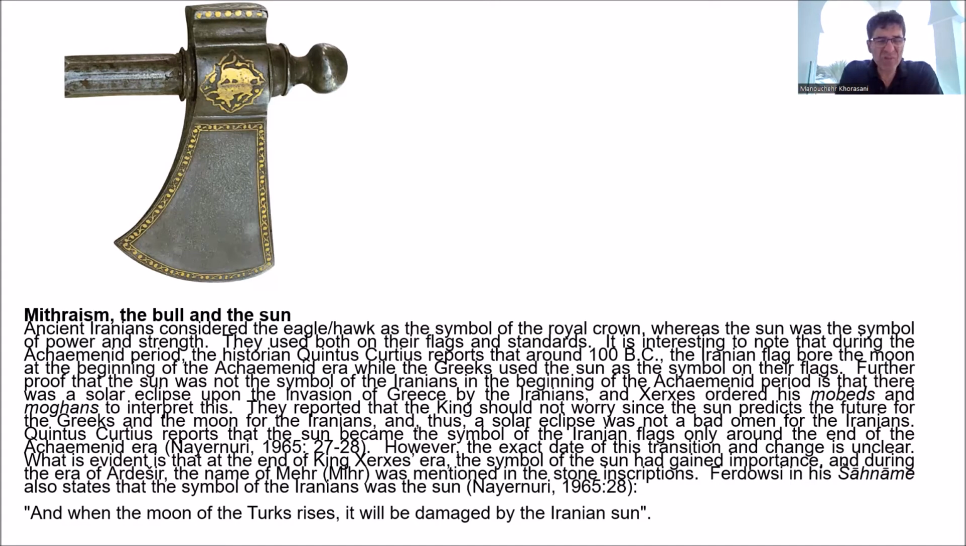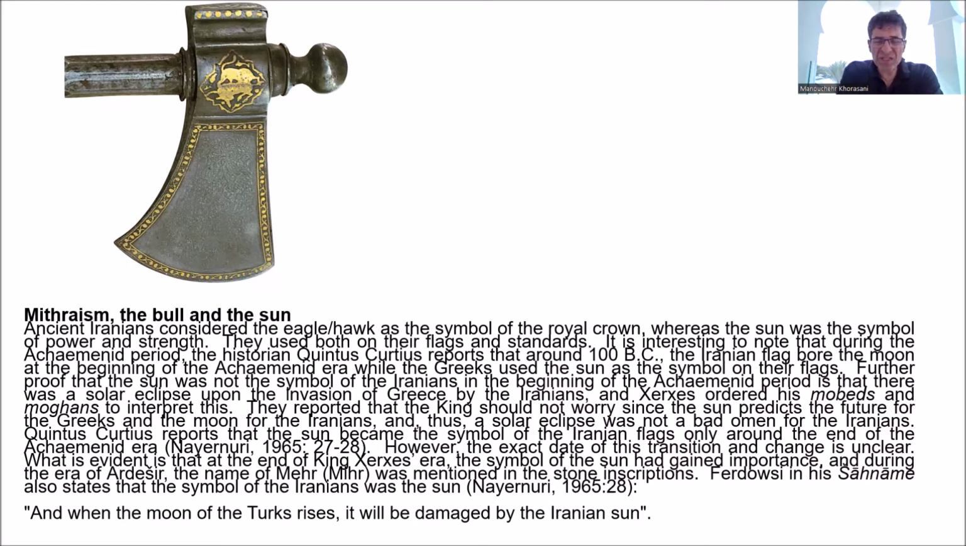During the Achaemenid period, the historian Quintus Curtius reports that around 100 BC, the Iranian flag bore the moon at the beginning of the Achaemenid era, while the Greeks used the sun as the symbol on their flags. This is further proof that the sun was not the symbol of the Iranians in the beginning of the Achaemenid period, if we want to rely on this source, of course.